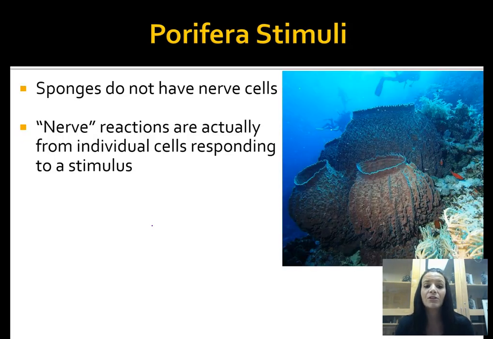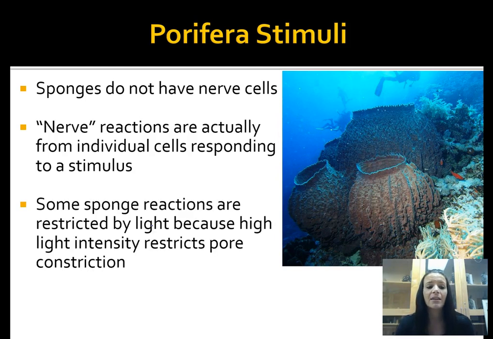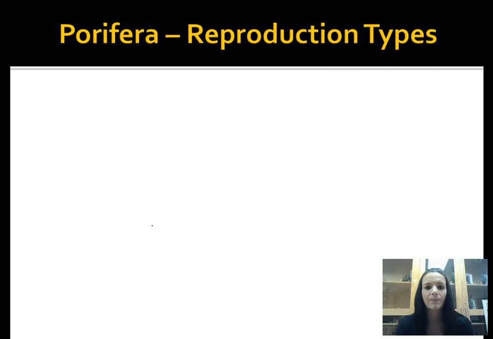So stimuli, they don't have nerve cells, they actually have nerve reactions, and these are from individual cells responding to a stimulus. And some of them can actually be restricted by light, because high light restricts that pore constriction, kind of like your eyes, if you think about how that functions.